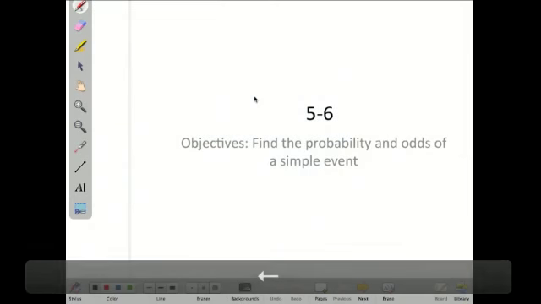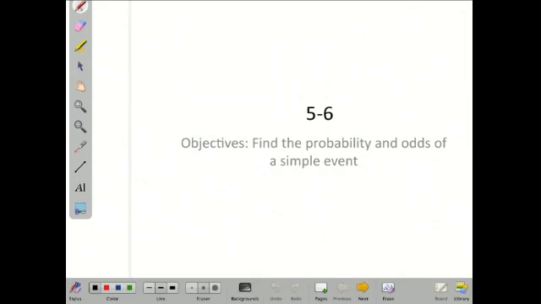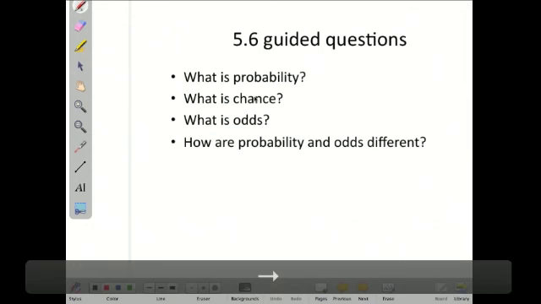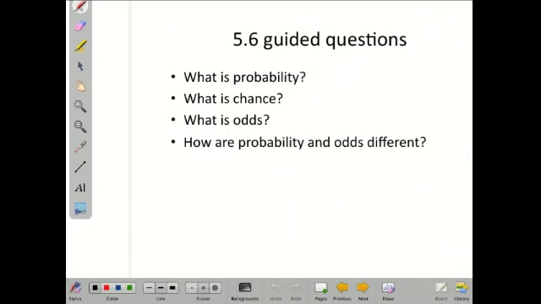In this presentation, we're going to learn probability and odds. Guided questions: what's the probability? What is a chance? What is odds? And how are probability and odds different?